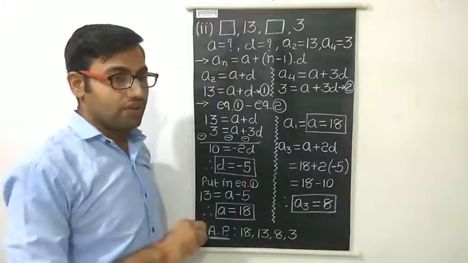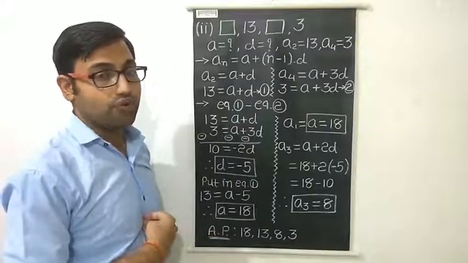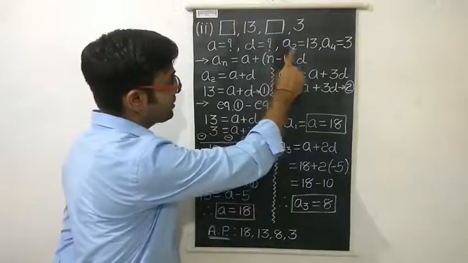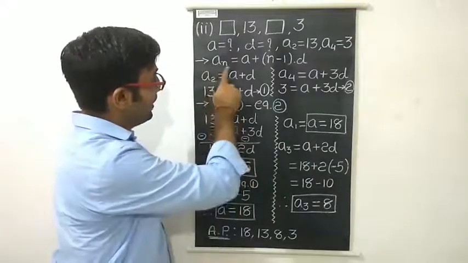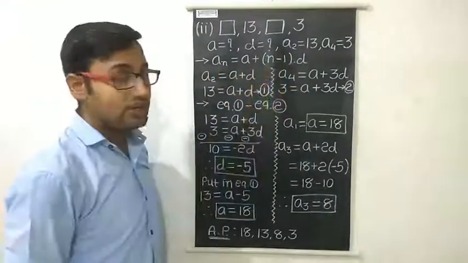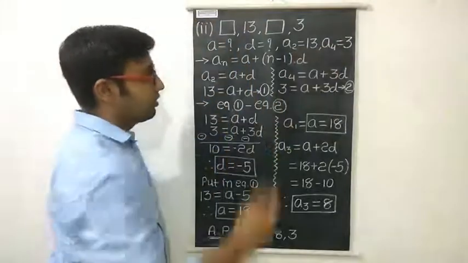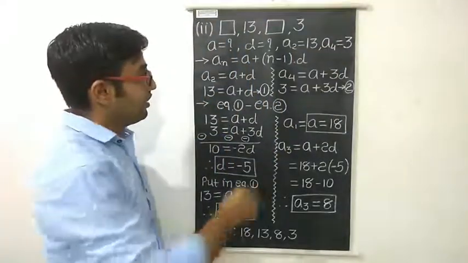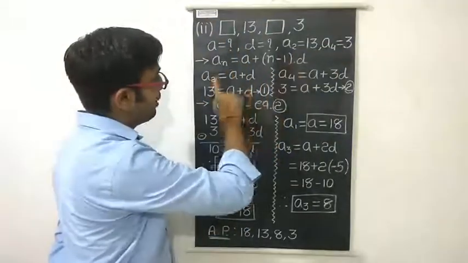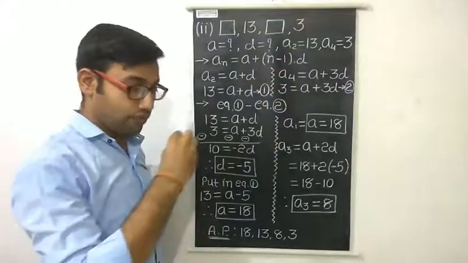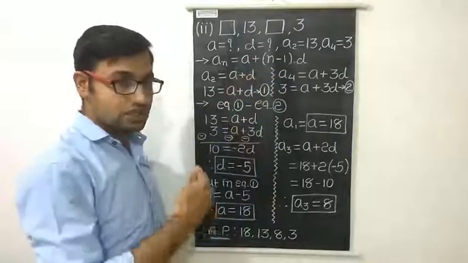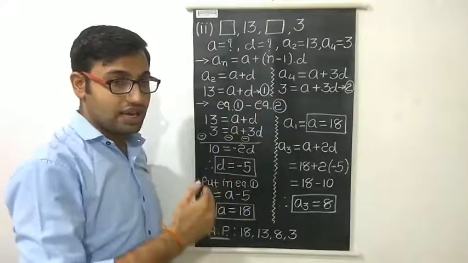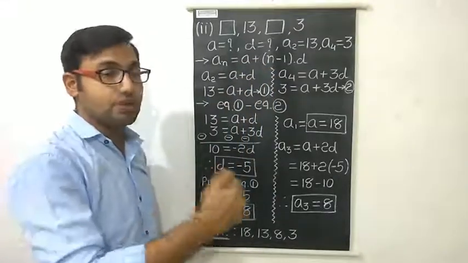Okay, let us start with whatever we have. We have the value of the second term and fourth term. Let us apply the formula an is equal to a plus n minus 1 into d for both these values. First, we are applying this formula for the second term. So for the second term, the value of n is equal to 2 because it is the number of the term. What is n? n represents the number of the term.